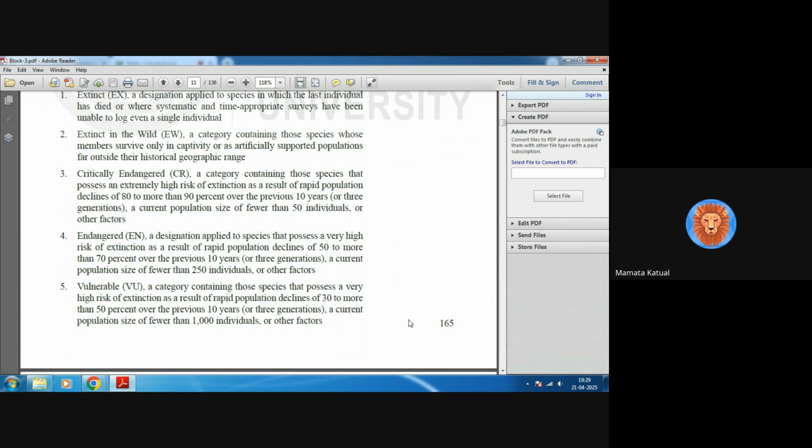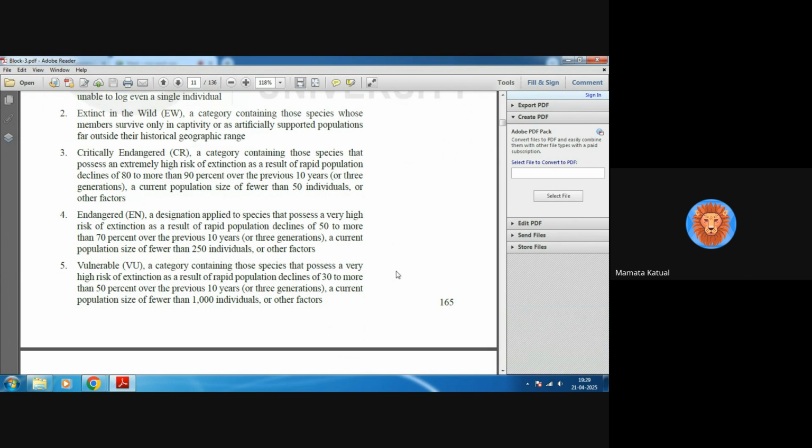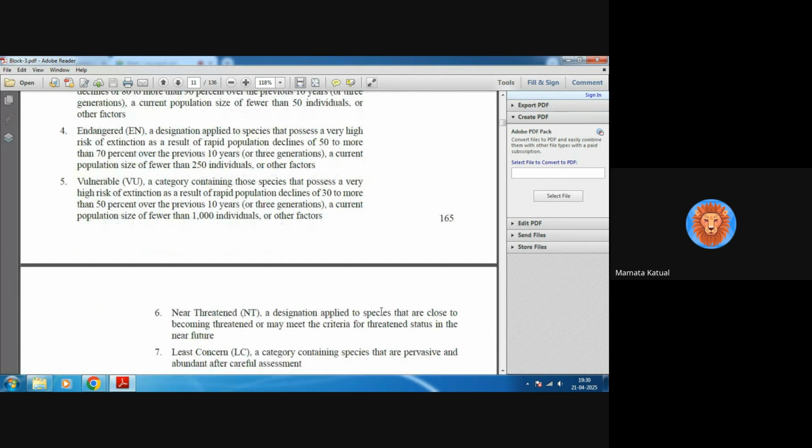Similarly, vulnerable. If the population declines 30 to more than 50%, then it is vulnerable. Or the current population size is less than 1000. The number of individuals throughout the world may be less than 1000 but more than 250. If the number becomes less than 250, then it is endangered. But if it is more than 250 and less than 1000, then it is vulnerable.